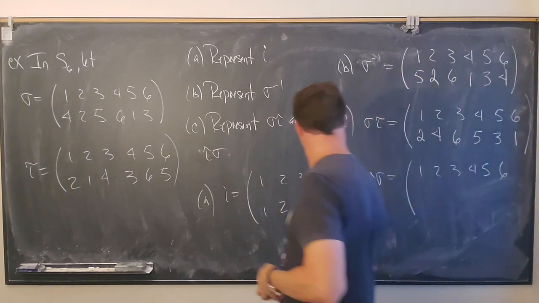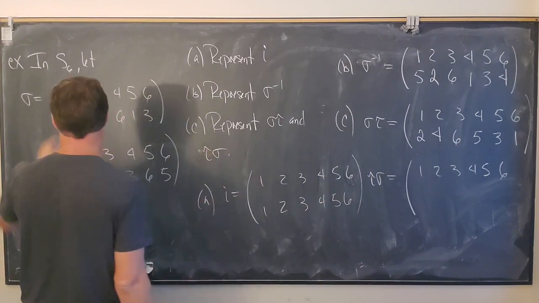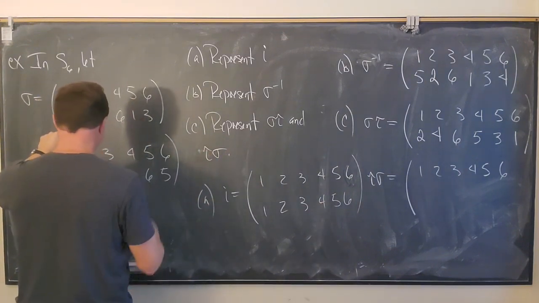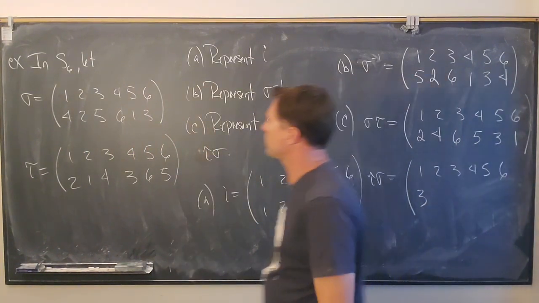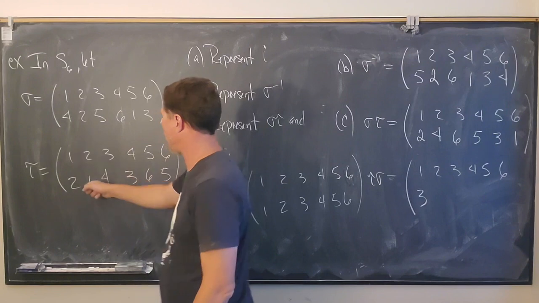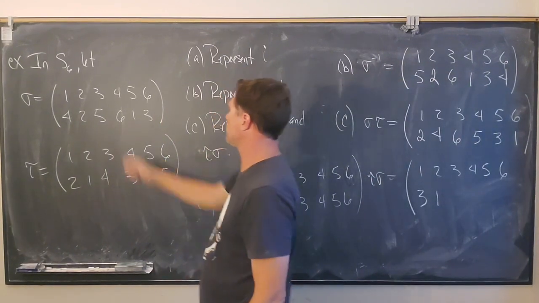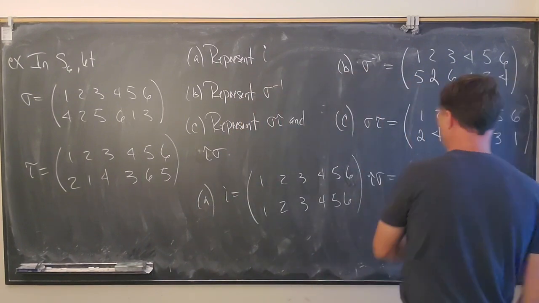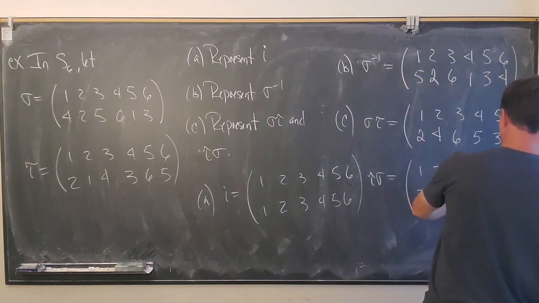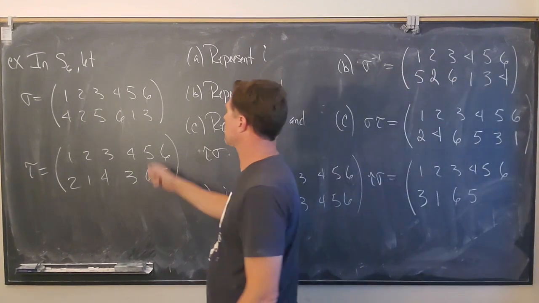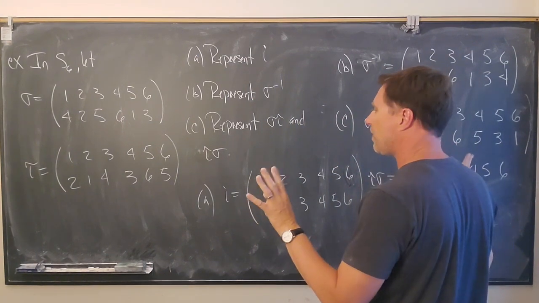So first, sigma. So now we're going to do sigma first, then tau. So sigma sends 1 to 4, 4 goes to 3. So 1 goes to 3. Sigma sends 2 to 2, and then do tau, we get a 1. 3 goes to 4, which goes to 6. 4 goes to 3, which goes to 5. 5 goes to 6, which goes to 3. Oh, I did that backwards. Oh, shoot. I feel like I was doing things backwards.